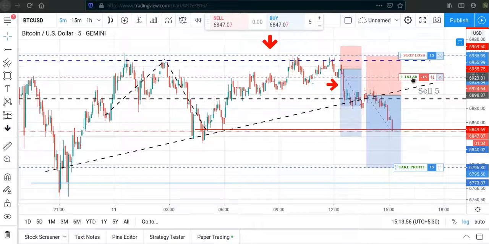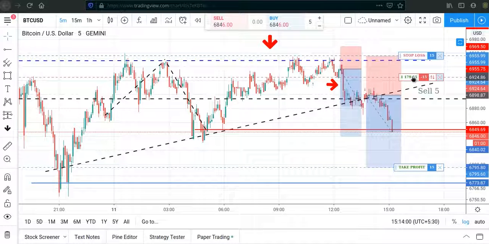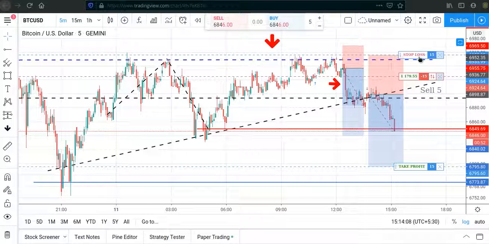I didn't move it to break even because it could have easily gone to this area. So moving it to break even was not a good idea. So I just added 5 quantity and moved the stop loss just a little bit closer.